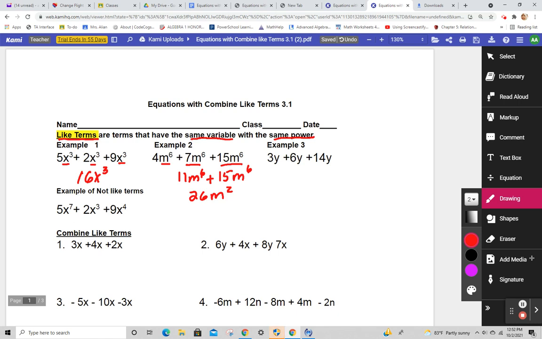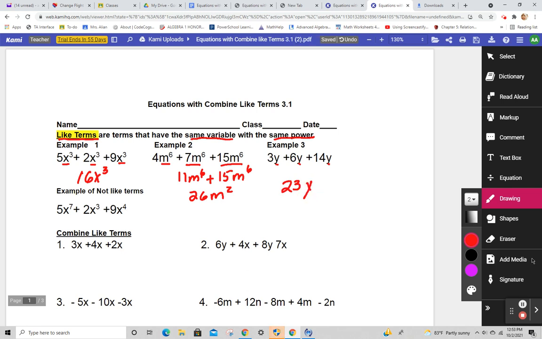All right, let's look at the next example. 3y plus 6y plus 14y. These are considered like terms because we have the same variable with the same power. If you see no power, it is automatically understood to be to the power of 1, but we just don't write it out. So I'll just erase it. Okay, we can combine those terms into one term. 14 plus 6 is 20, plus 3 is 23. So this is 23y.